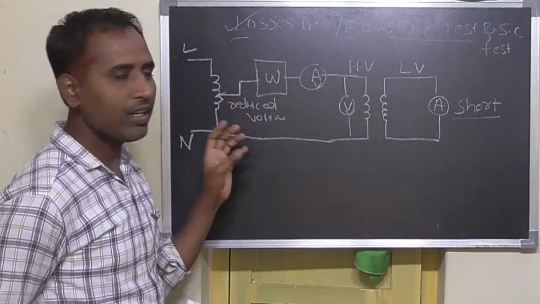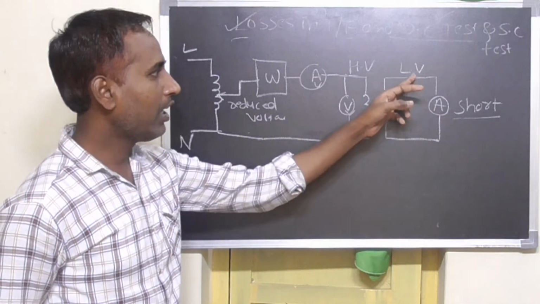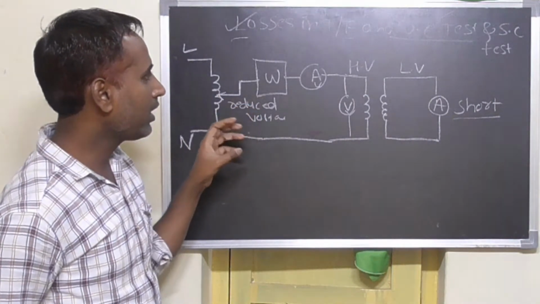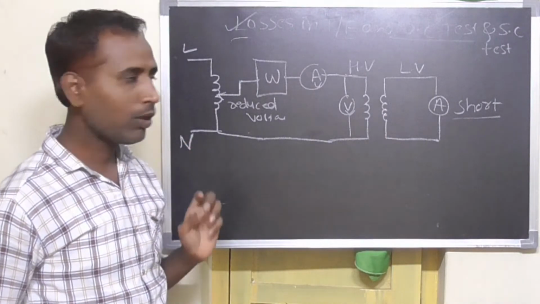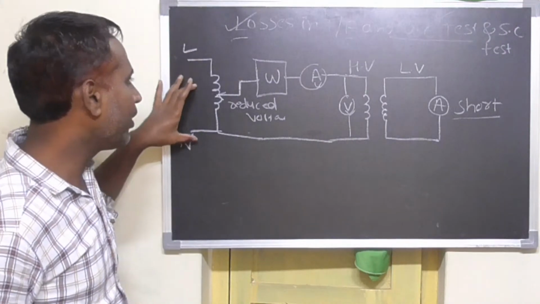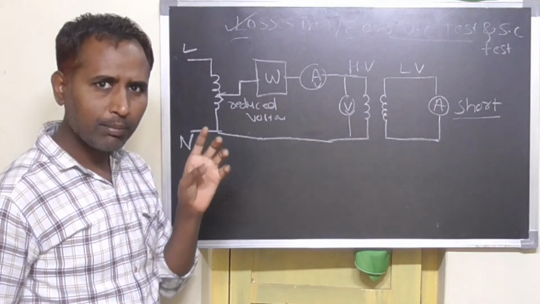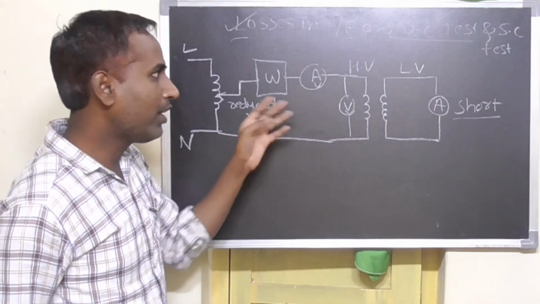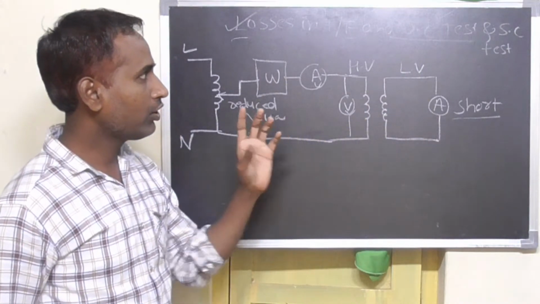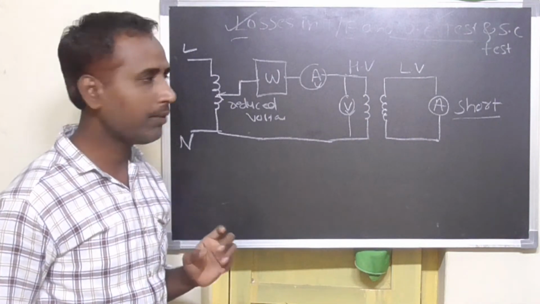This is the diagram of a short circuit test. Here two important points are there. One point is the LV side is short circuited. The second point is we are performing the short circuit test on the high voltage side, and one more point is we are taking the reduced voltage with the help of the rheostat. So the question will come, why are we performing the short circuit test on the high voltage side, why not on the low voltage side? This type of question will also come.